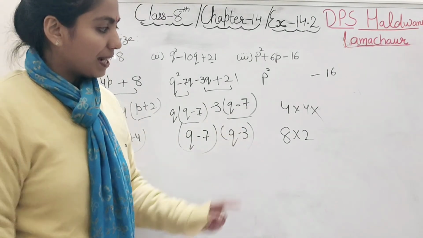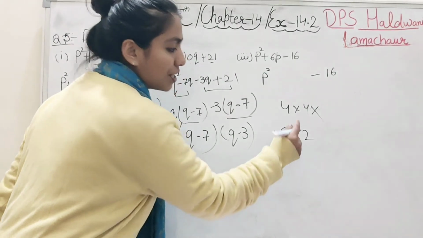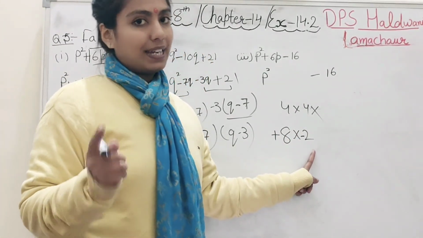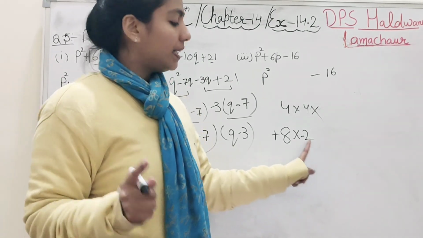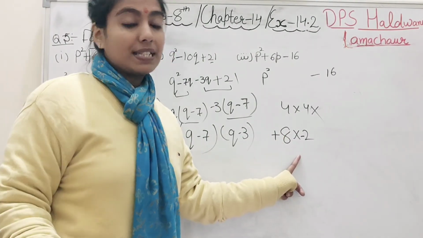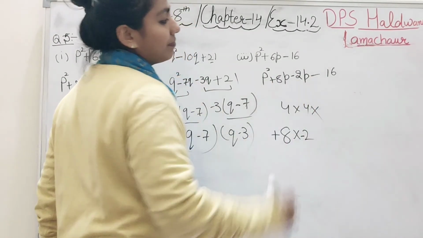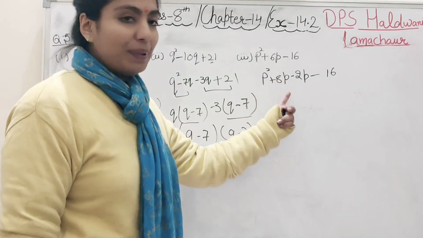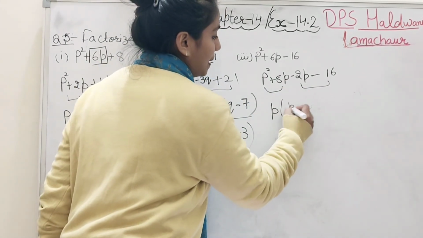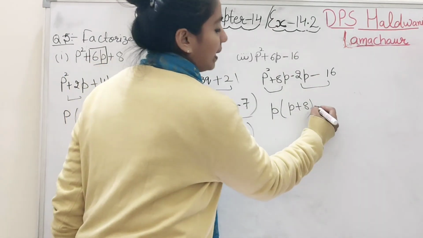Right, but 8 minus 2 means the bigger digit is plus and the smaller digit is minus. We got plus minus, and in 8 minus 2 the sign of the bigger digit is plus. Right students? So this thing you have to see only. Okay, plus 8p minus 2p. Got it student? We split the middle term. Now 2 pairs. Okay, p common, p plus 8. From here we want plus here. It means minus 2 I am taking common.